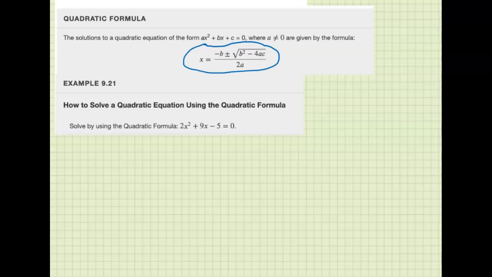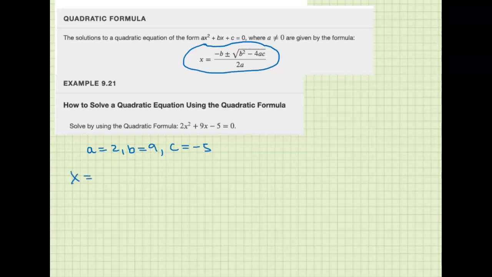Okay, so let's look at this example. We have 2x squared plus 9x minus 5 equals 0. It's in the correct format, so we want to identify a, b, and c. We have a is 2, b is 9, and c is negative 5. Right? And then we plug this into the quadratic formula.